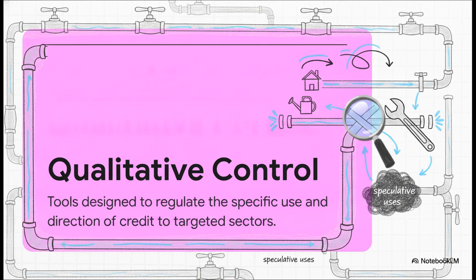So, the crucial point is, this is exactly where qualitative credit control steps in. These tools are designed not to change the total volume of money, but to regulate the specific use and the actual direction of that credit. They strategically pull funds away from those speculative uses and steer them right toward targeted, beneficial purposes. These are our master plumber's individual faucets. They allow the central bank to send credit strictly to the kitchen or strictly to the garden, completely without messing with the pressure in the rest of the house.